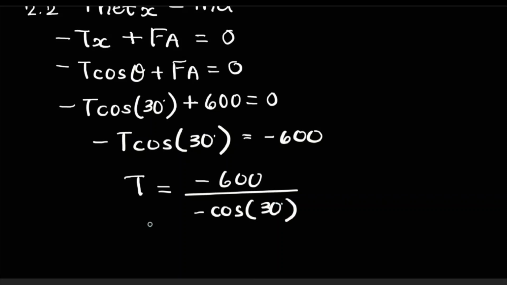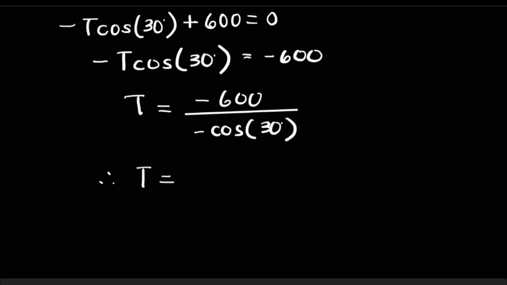Now let's put that on the calculator and see what we get. So I get 692.82 newtons. So that's it to 2 decimal places. This is the tension that acts on this block m kgs.